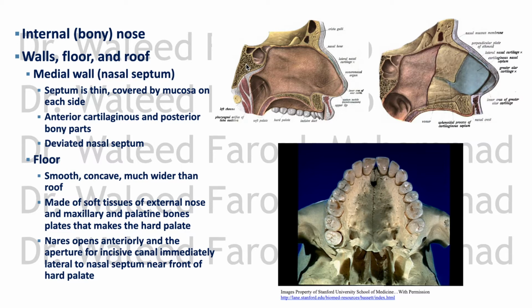The medial wall of the internal nose is the nasal septum. By the way, it doesn't mean that only the bony nose has a septum. No, the septum extends into the external nose, but it's made out of cartilage. Okay, so we have a medial wall, which is the nasal septum. It's formed mainly by the vomer, a big part, and the ethmoid bone.